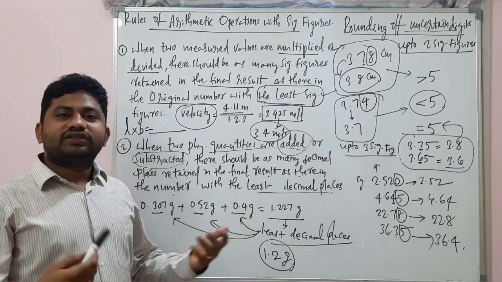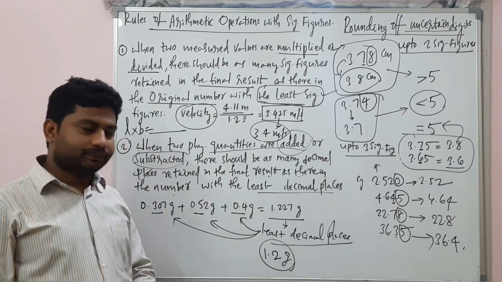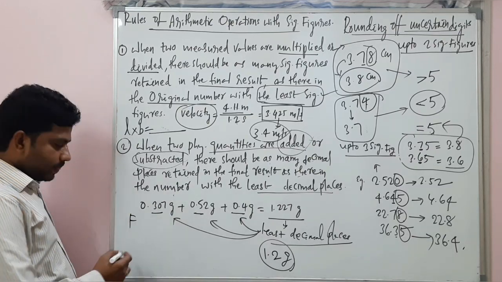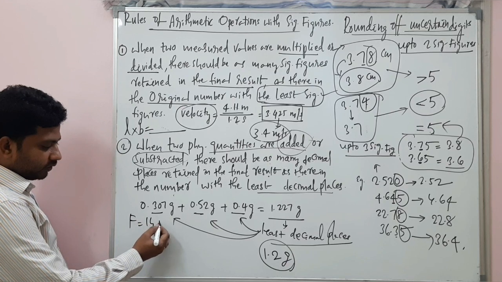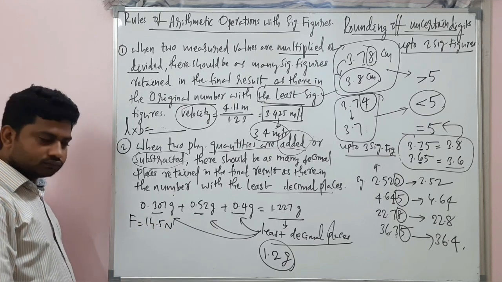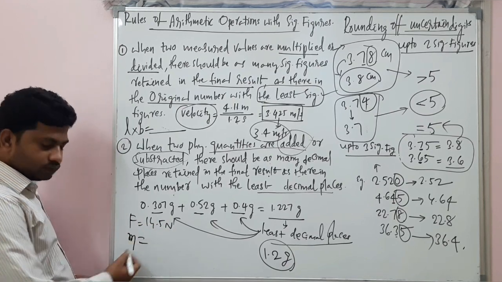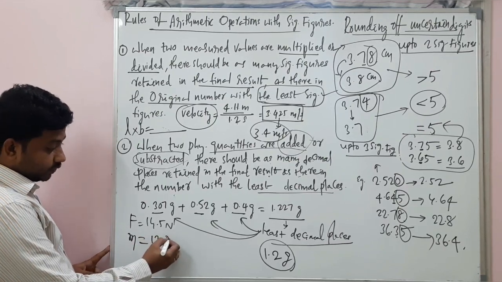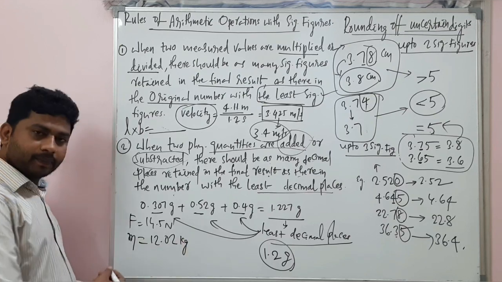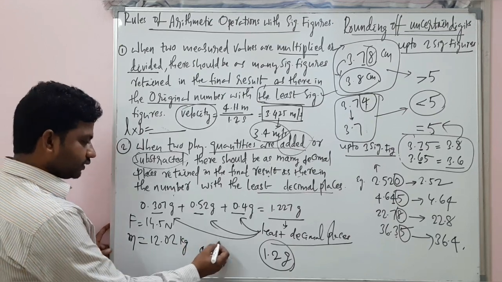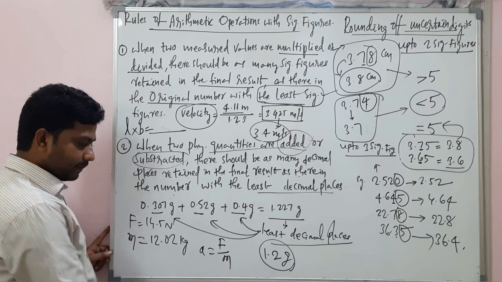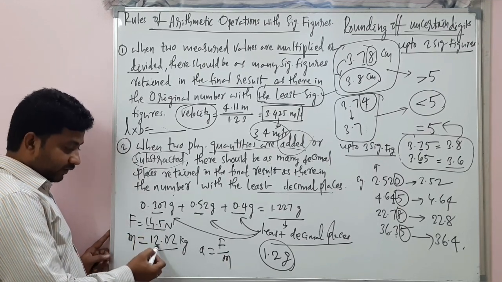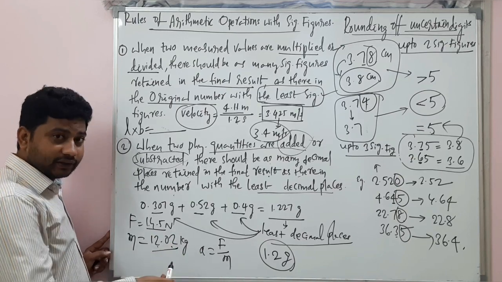My dear students, the questions can be asked in this way. Listen. They give the force value, for example, 14.5 newton, and a mass value, 12.02 kilogram. We can find the acceleration, which is equal to F by M, 14.5 by 12.02. You get some value, right?